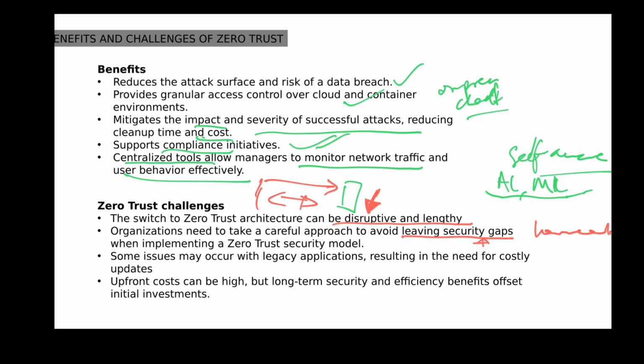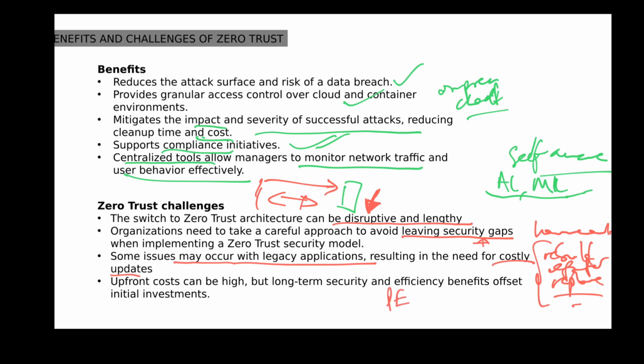And then there are some legacy applications that may fail to be compatible with zero trust, and this can result in costly updates. You might need to change, rebuild, refactor the applications. You might need to replace the applications to match the zero trust approach. Let's say you want multi-factor authentication and your application doesn't support MFA. You either need to redo the applications or to change the application altogether for it to fit what you want to achieve.